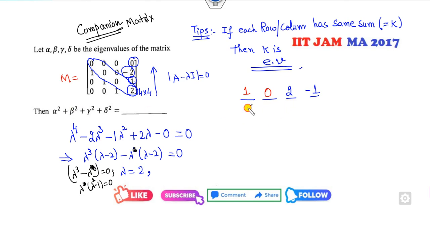Now all are eigenvalues. If alpha, beta, gamma, delta are the eigenvalues, what is the value of this sum? 1 plus 0 plus 4 plus 1, 6 is the right answer. Remember, this is a matrix of a very special form, a companion matrix. Anyhow, we already obtained two eigenvalues in a very simple manner, and the rest of the eigenvalues you can obtain.